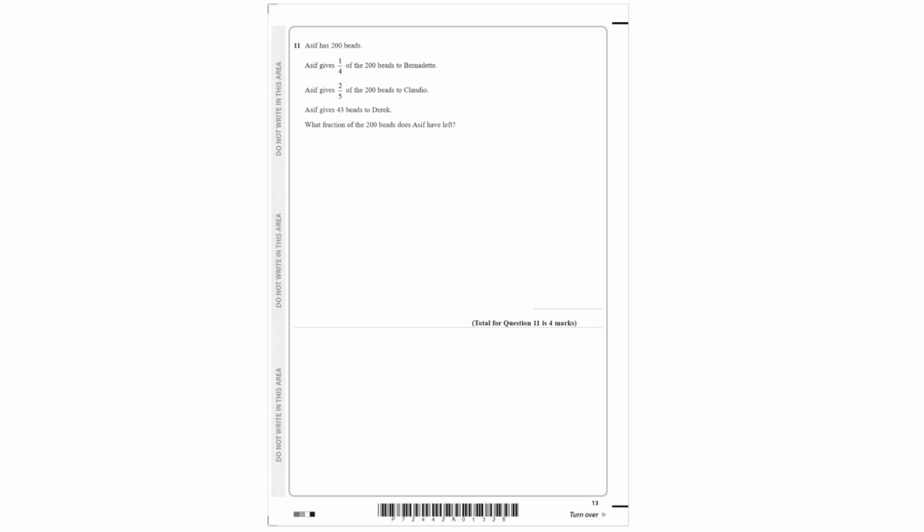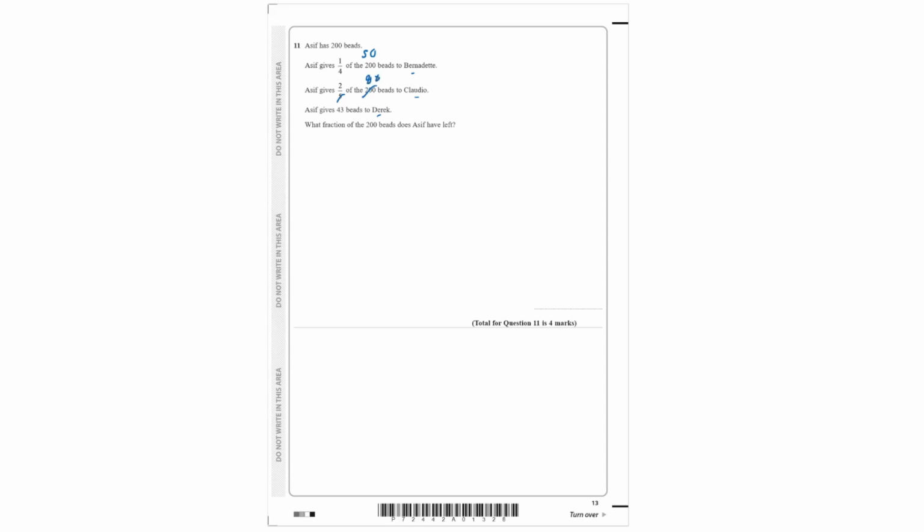Asif gives 1/4 of the beads to Bernadette, 2/5 of the beads to Claudio, 43 beads to Derek. What fraction of the 200 beads does Asif have left? So we see here 1/4 times 200 is simply 50. And 2/5 times 200, we can cancel this out. 200 divided by 5 is 40. So 40 times 2, that is 80.